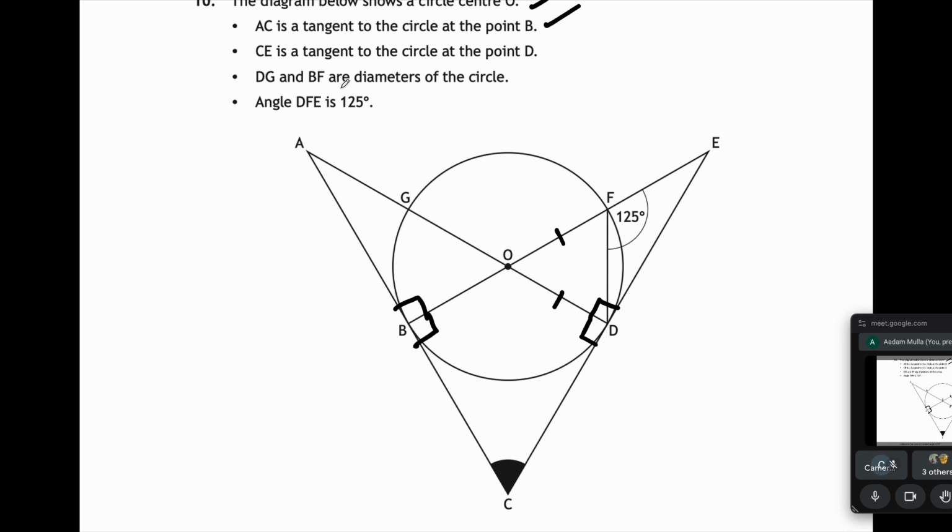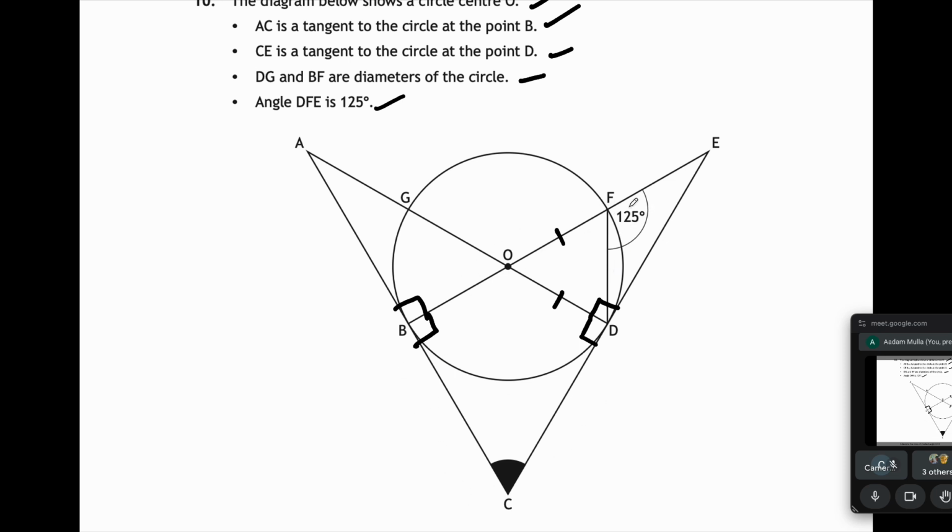DG and BF are diameters of the circle, so D and G is a diameter, and BF is a diameter. So we have a semicircle, but we don't have a triangle in there, so that's not really going to help us. Angle DFE is 125, and DFE is already on, so we can't do anything with that. So now we're going to start to think, what could we find out first? We're trying to get to here, so we're going to slowly progress through the diagram, probably go in this direction.